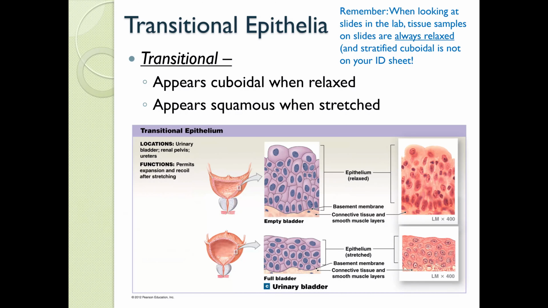A little hint for when you're in lab. In lab, you do have to identify transitional epithelia. And in lab, keep in mind the tissue samples that you look at on slides are always relaxed. So they're always going to look like the stratified cuboidal kind of appearance. And stratified cuboidal is not on your ID sheet because it's very rare. So when you're in lab, if your first instinct is to say something is stratified cuboidal, it's probably transitional epithelium.